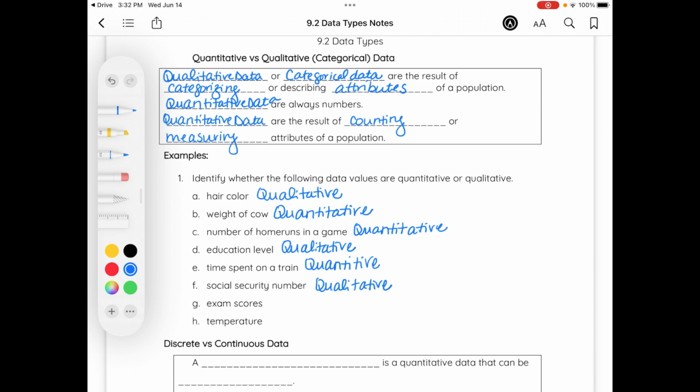Our exam scores are quantitative, because we count or we measure the score that we had earned. The temperature is also quantitative. We measure how hot it is outside or how cold it is outside.